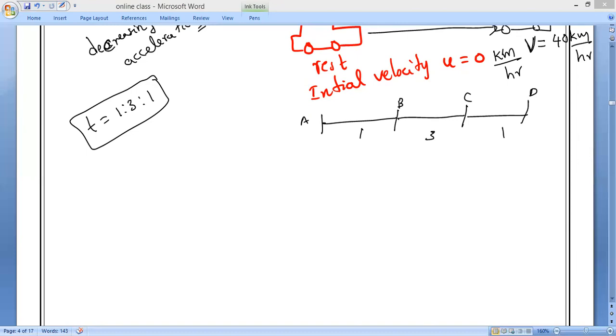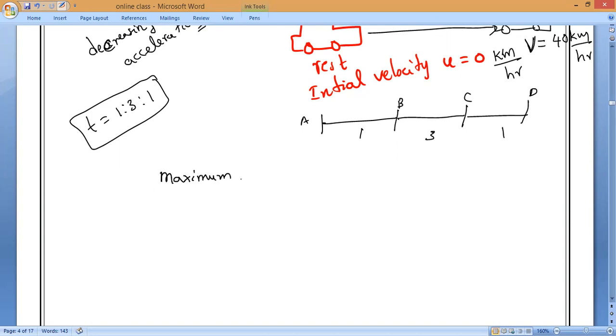So let's take the time taken for the first part of the journey. What is the maximum velocity, guys? 40 kilometers per hour. Initial velocity is 0, so the maximum velocity is 40 kilometers per hour. Now, can I assume A to B as S1, Harish? A to B is S1, next B to C is S2, and C to D is S3. Yes or no, guys? Total distance and total time taken.